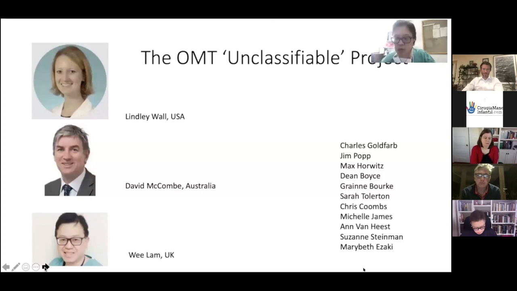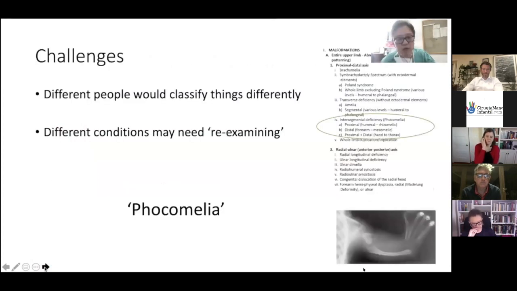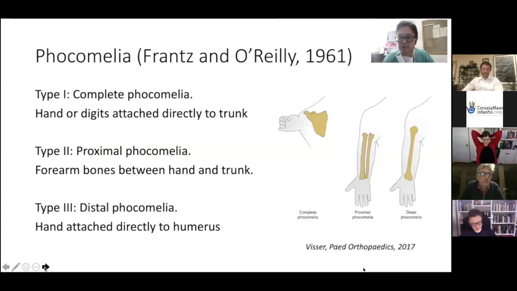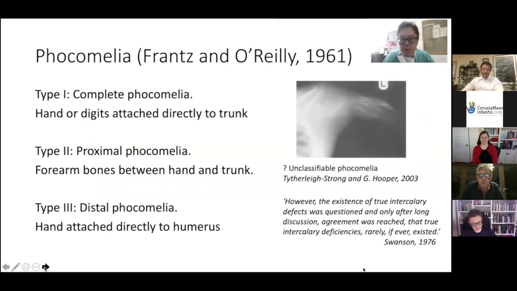In the critical examination of the OMT, I also found myself questioning the definition of certain conditions. For example, the term phocomelia. What exactly is phocomelia? Usually described as an intercalary defect with missing segments and a hand present. Frantz and O'Rahilly classified into 3 types: complete, proximal, or distal, and this is in the OMT. But many, including Swanson's, had questioned the existence of true intercalary defects.